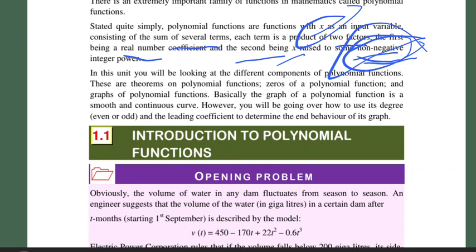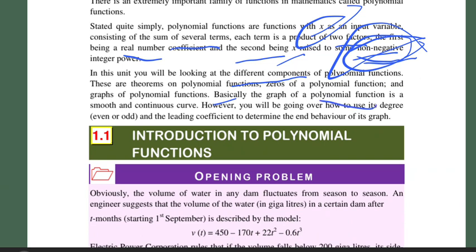Okay, in this unit we will look at different components of polynomial functions. These are the terms: the polynomial function, the zeros of a polynomial function, and then the graph of a polynomial function. Then the graph and zeros of a polynomial function. We will see it clearly. It's the basic of the graph.